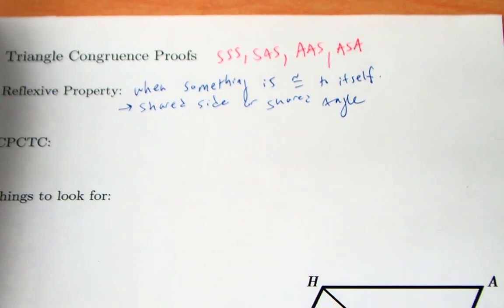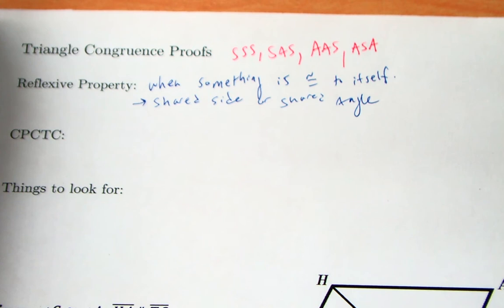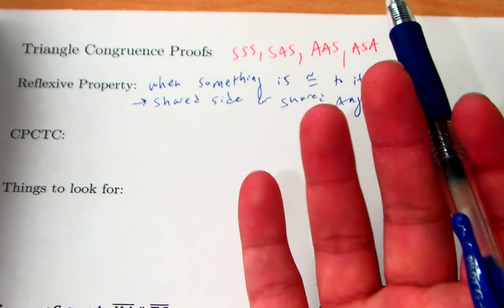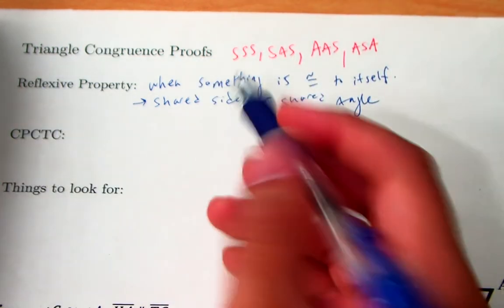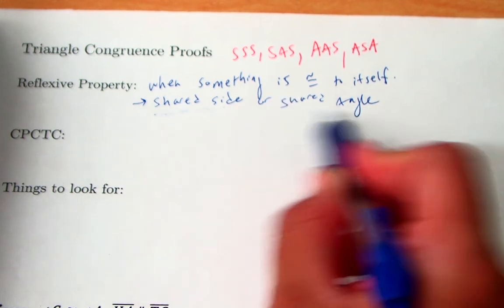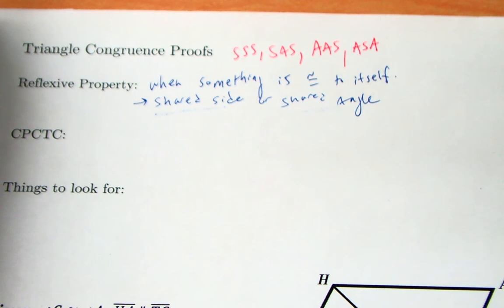So one thing that we'll see in just a moment is when you do proofs, you basically have to list out your evidence in a sort of orderly, organized manner, and you have to give reasons for your statements to justify why they're actually true. And when something is the same as itself, you can't really say, well, because it is. The reason for that is called the reflexive property. Now, more often than not, we'll be seeing shared sides, but every once in a while, you do see a shared angle as well.